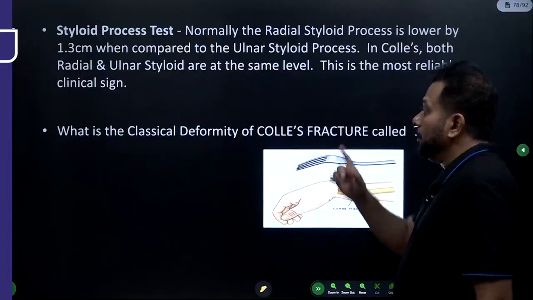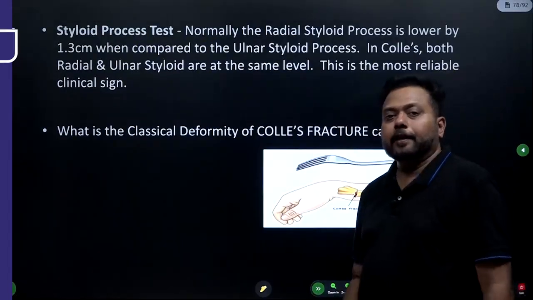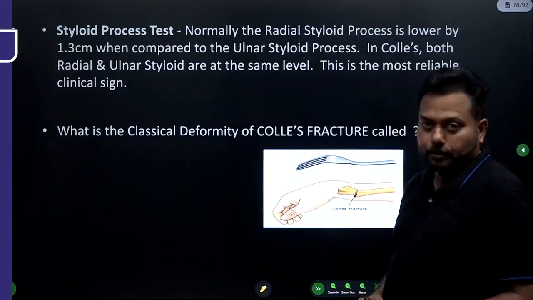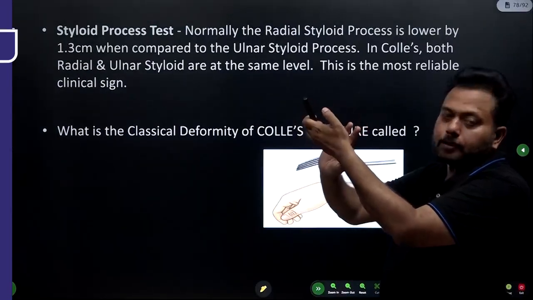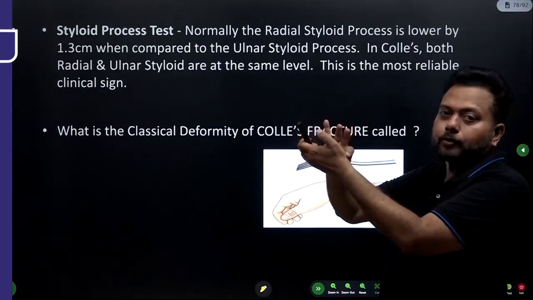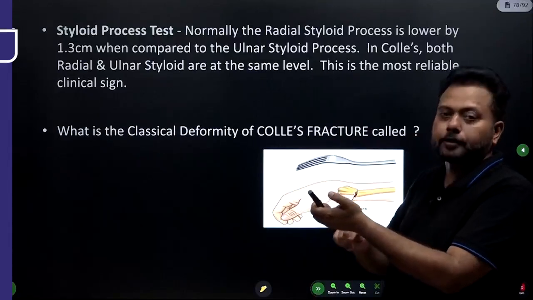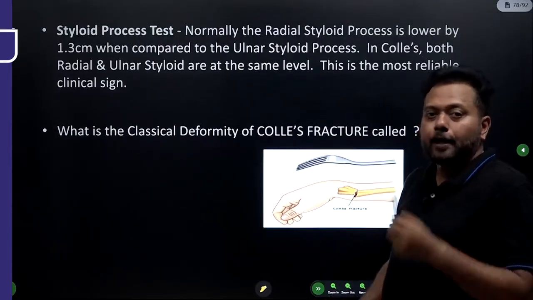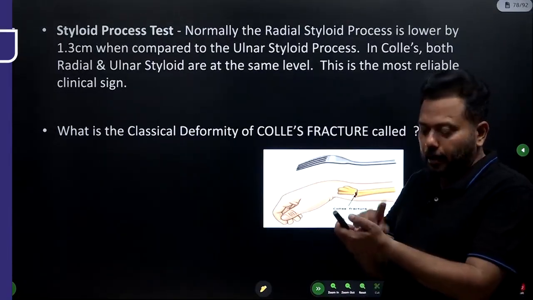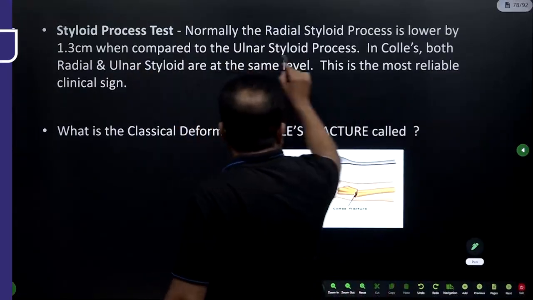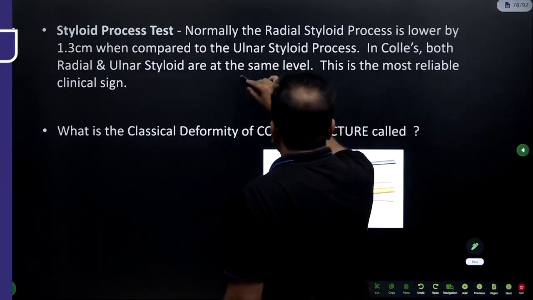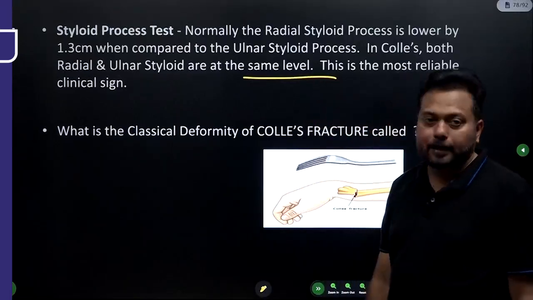Styloid process test is a very reliable clinical test to diagnose Colles fracture. Normally, when you palpate the radial styloid, you palpate the ulnar styloid. Radial styloid in all of us is 1.3 centimeter distal to the ulnar styloid. This is normal anatomy. If Colles fracture happens, both radial styloid and ulnar styloid will be at the same level. So this is the most reliable clinical sign.